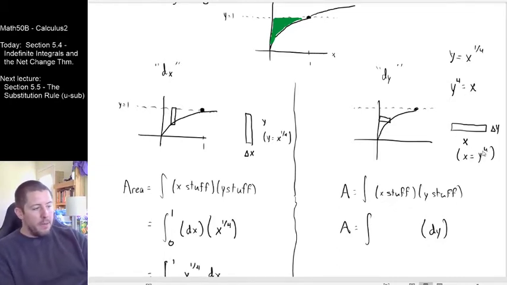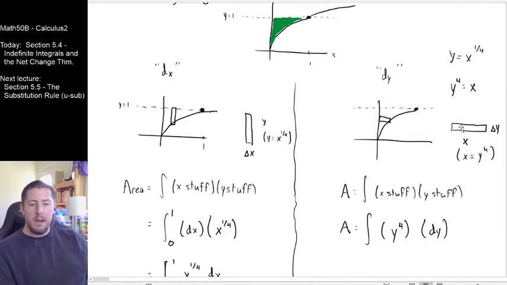But I want my x to be described in terms of y, since that's the variable of interest for our integrand right here. So for my x stuff, what is x? It's y to the 4th. Now that I know that I'm doing a dy integral, I'm taking this horizontal Riemann stick here, and I would like to add up the area of each of the horizontal Riemann sticks for the full span of the y values that are of interest here.